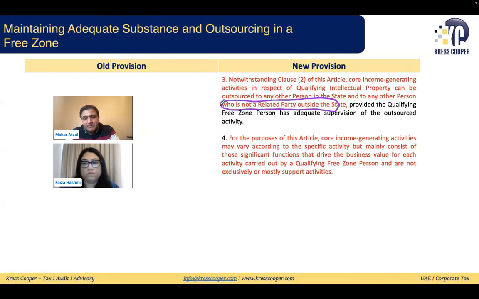The rest everything is same. Supervision is same, like we discussed earlier as well. Earlier supervision was required. Right now the supervision is required as well.